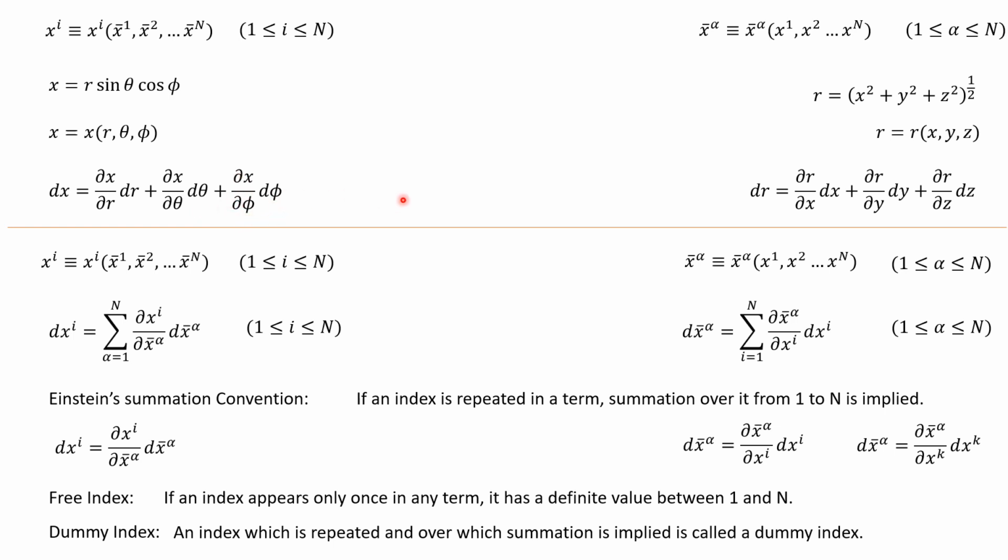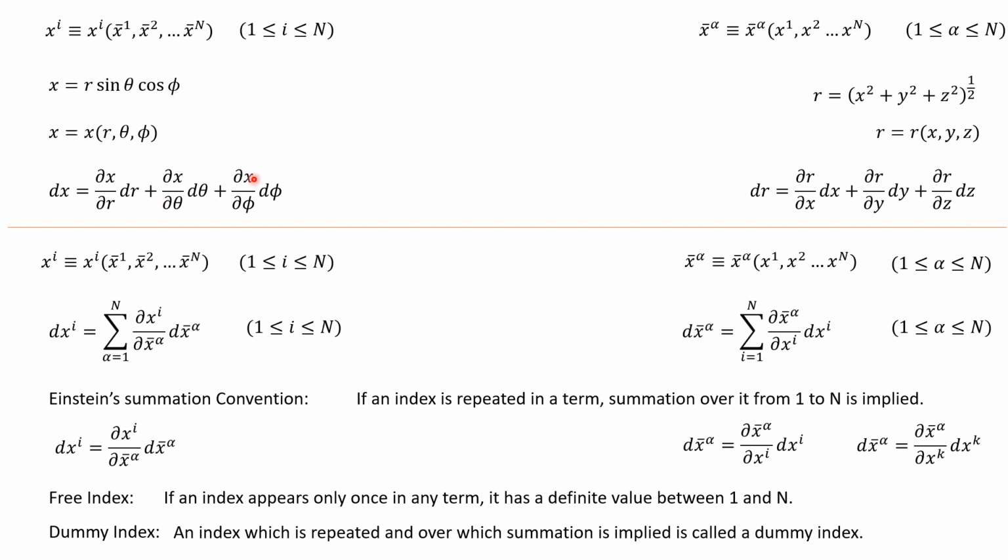Similar is the case for the barred coordinate system. Here the spherical polar coordinates are expressed in terms of Cartesian coordinates x, y and z. For example, r is equal to square root of x squared plus y squared plus z squared. Or we can say r is a function of x, y, z, and hence if we differentiate r, we have dr is equal to dou r by dou x dx plus dou r by dou y dy plus dou r by dou z dz.